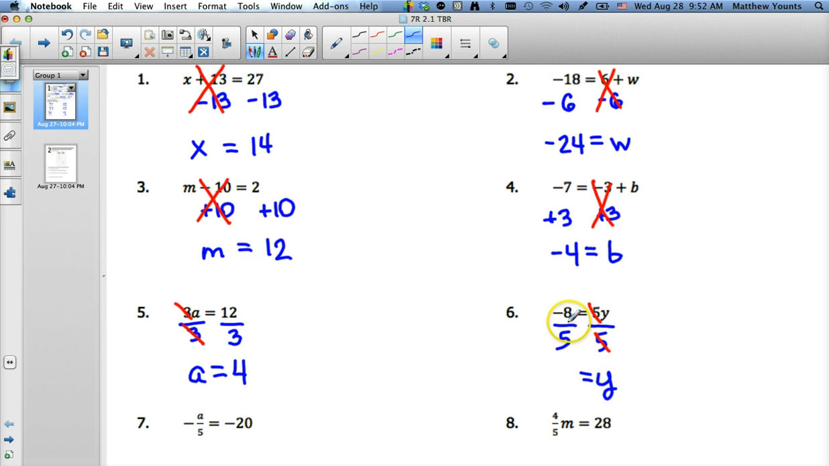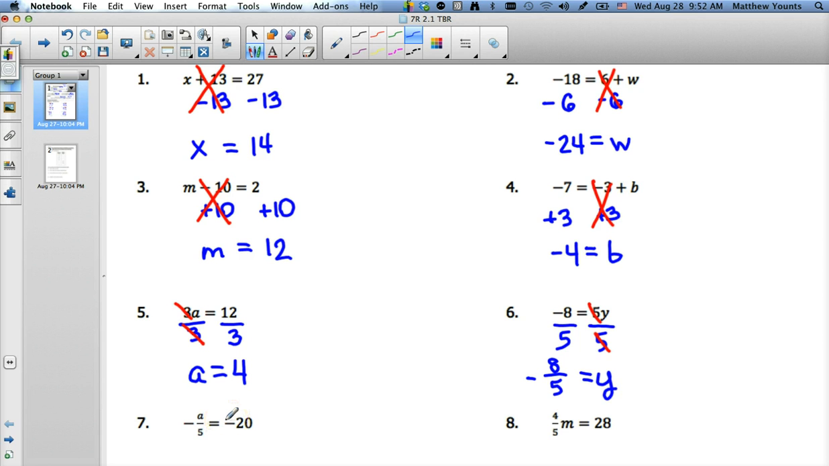And on the left side, you can write your answer in 2 ways. I don't care if you leave your answer as an improper fraction, as long as it's reduced. So this would be the fraction negative 8 over 5, or negative 8/5. And I am perfectly fine with that answer right there.